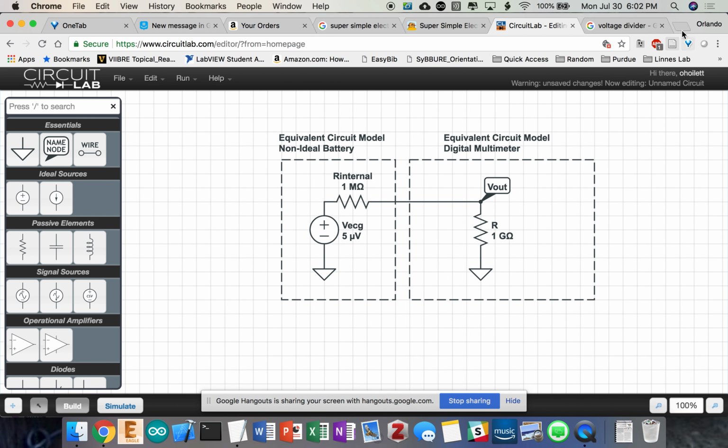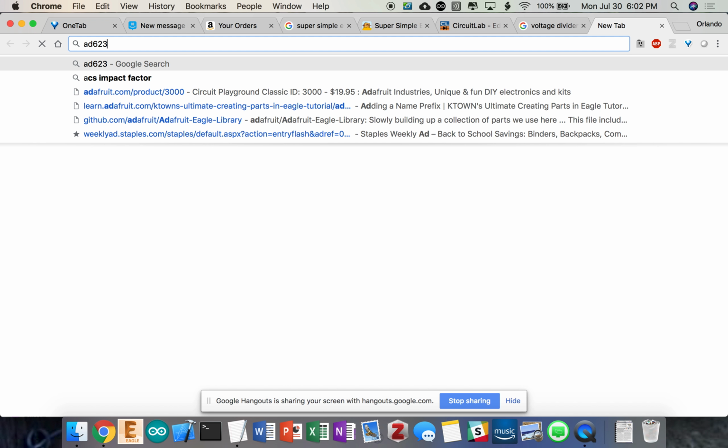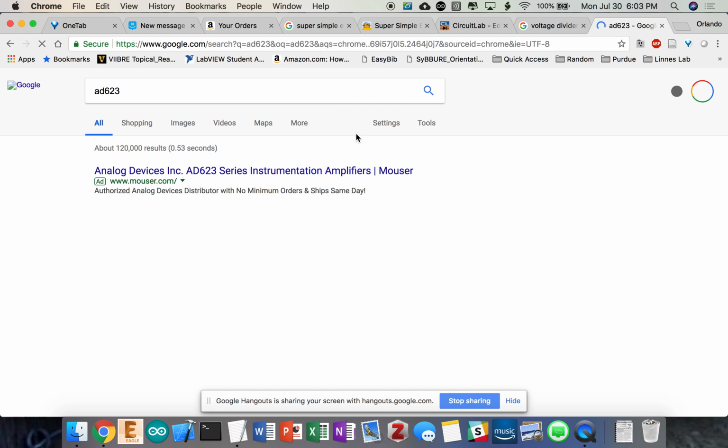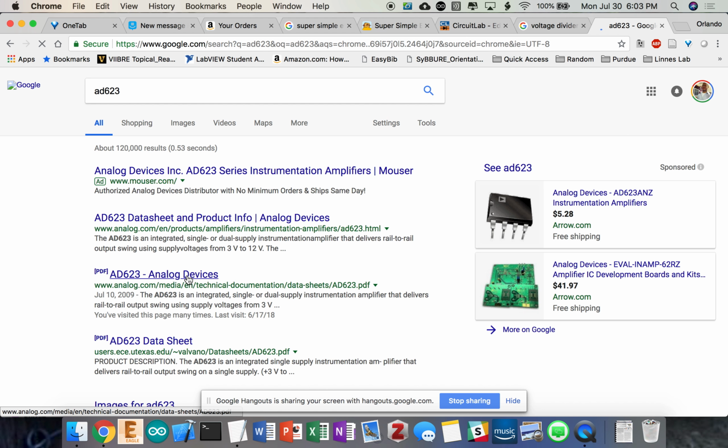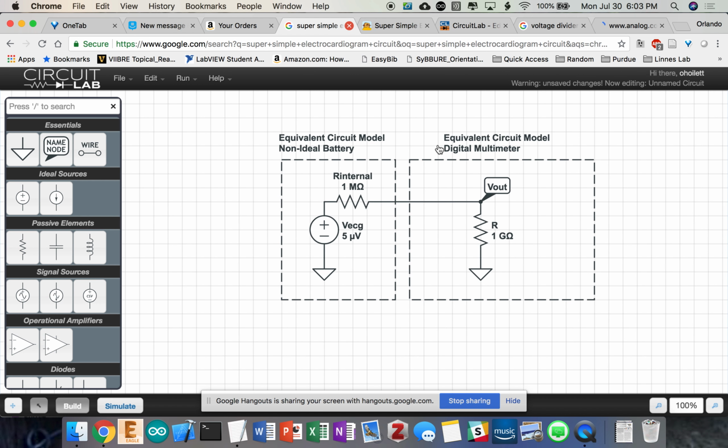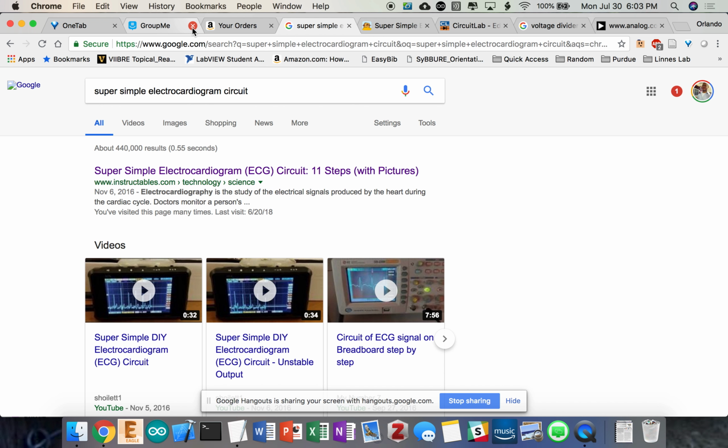And so if we look at some example instrumentation amplifiers, this is the one that you have, the AD623. And we go into its data sheet. Loading.